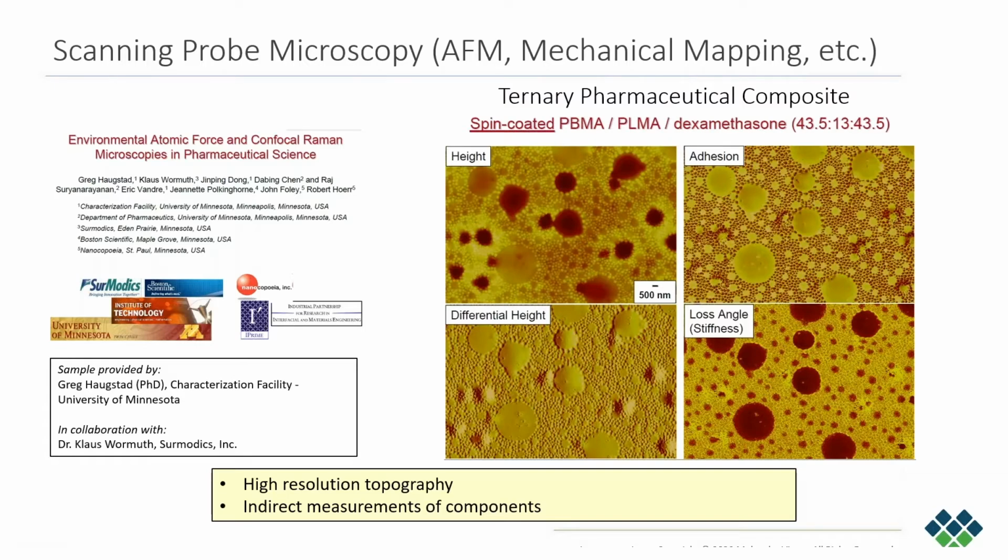Here you can get a pretty nice image of where the different components may be in this sample, but really it's very hard to tell where things are. Even if you know the bulk properties, it would be very hard to identify with confidence where different components are going.